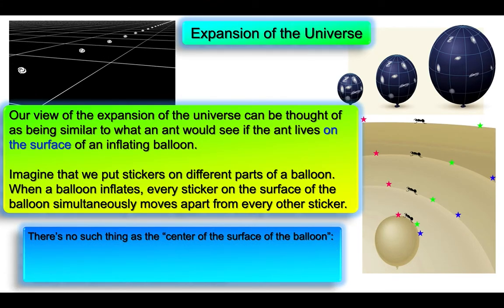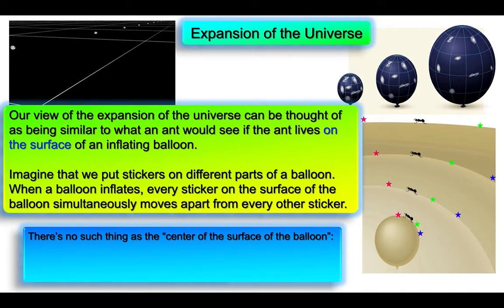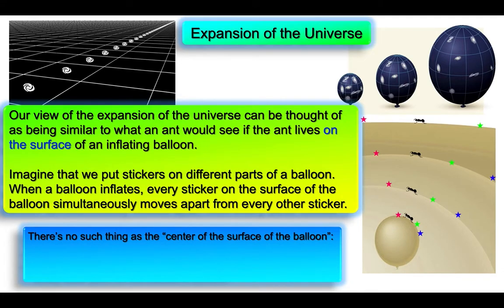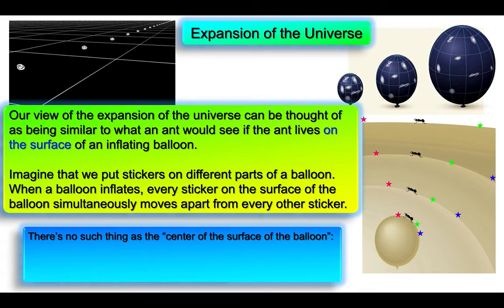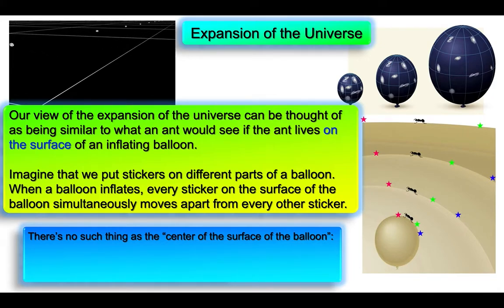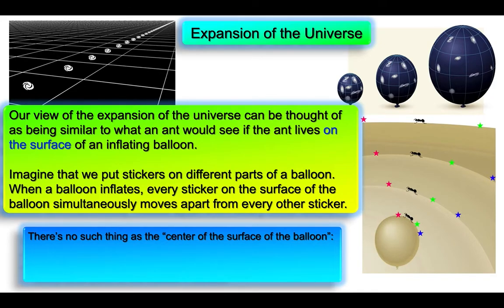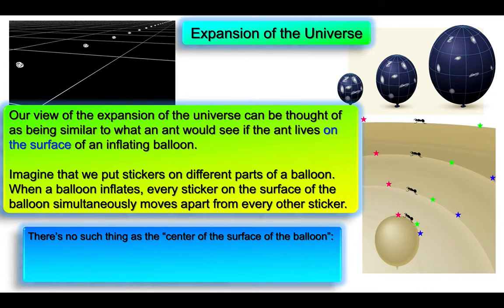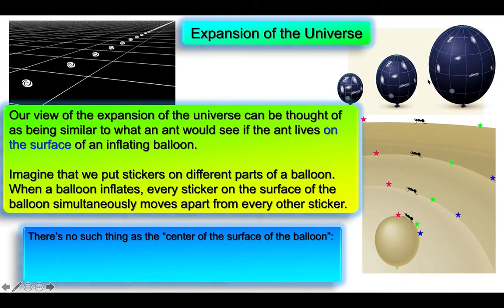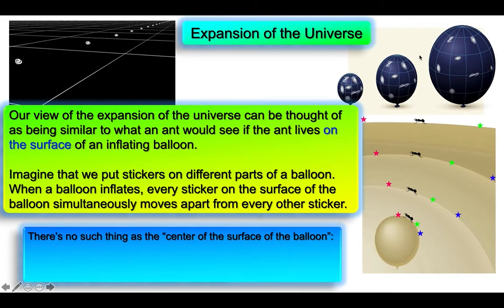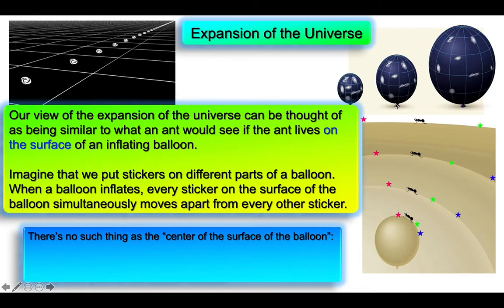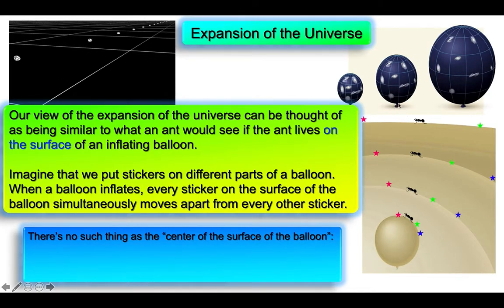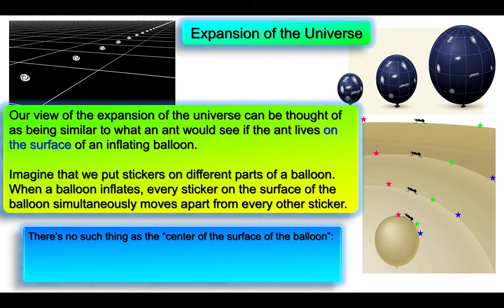Now, I want to emphasize that this description we have of an ant living on a balloon is an analogy, and analogies are great for understanding concepts, but they do have a certain limitation. So there's no such thing as the center of the universe. There's no such thing as the center of the surface of a balloon. So let's pretend that the balloon is perfectly spherical. We'll pretend that the knot where it ties isn't really there. So it's just a perfect sphere that is expanding.